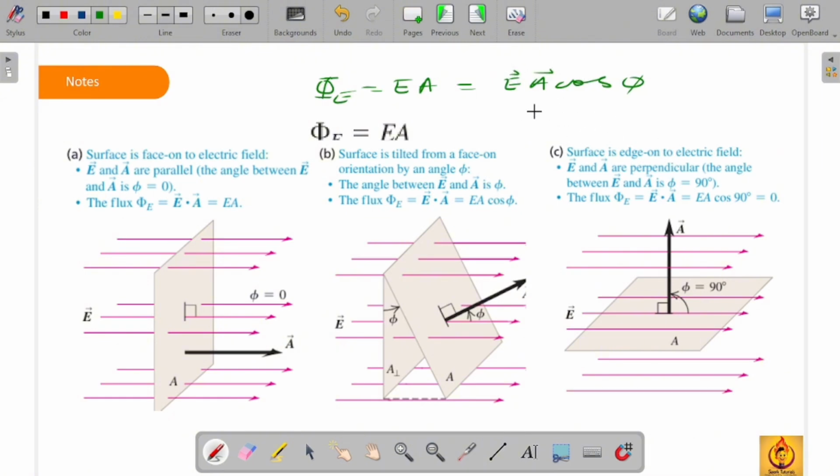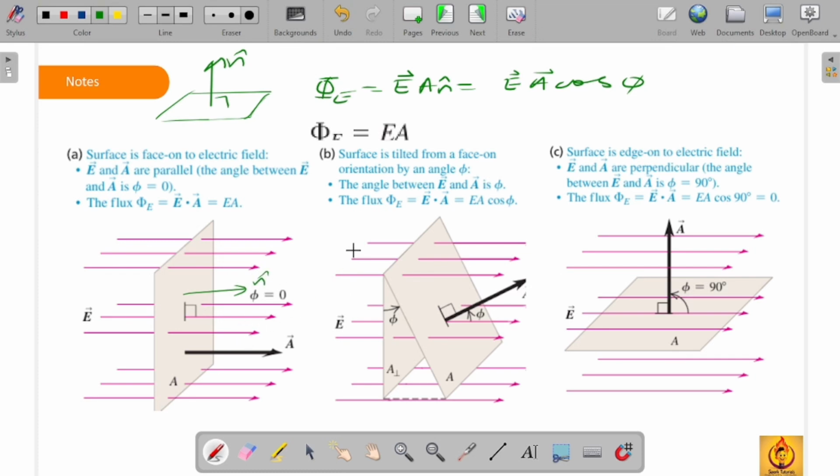And as you can see here, this is what we need to know. In order to calculate the flux, we are going to take the angle between the electric field and the normal to our area. So what is the normal, guys? It's that area vector. It's perpendicular to the surface. So if this is our surface, this is our normal.